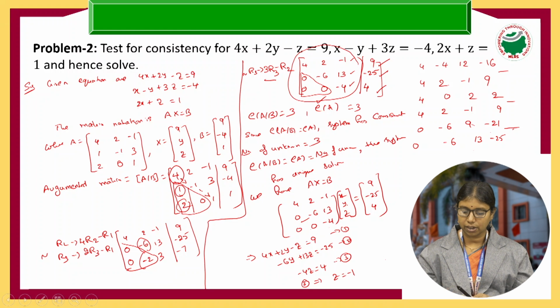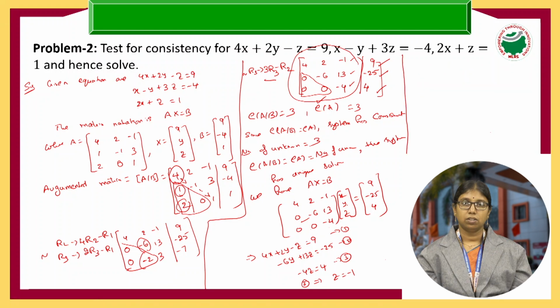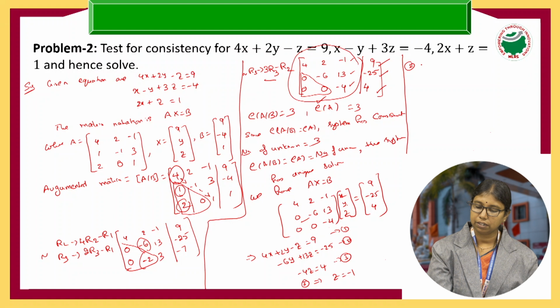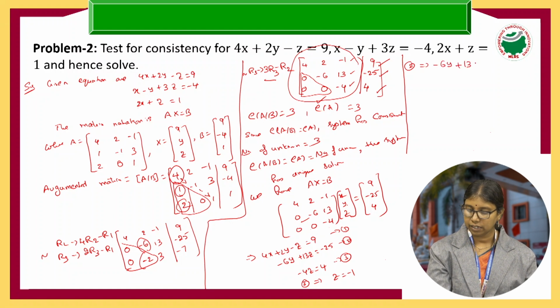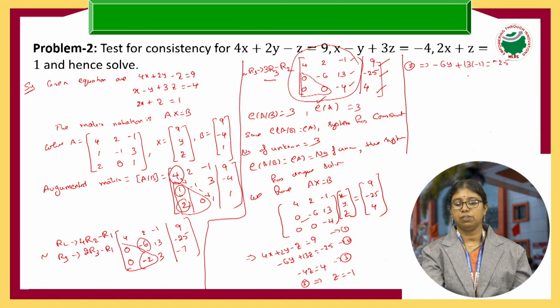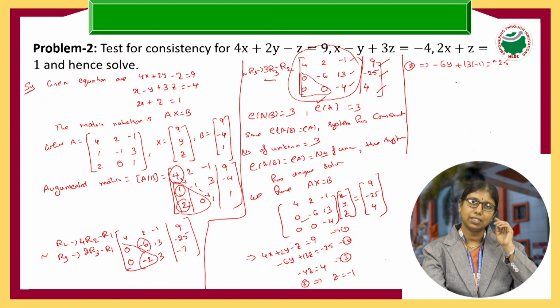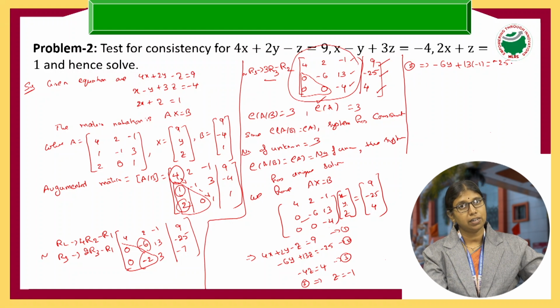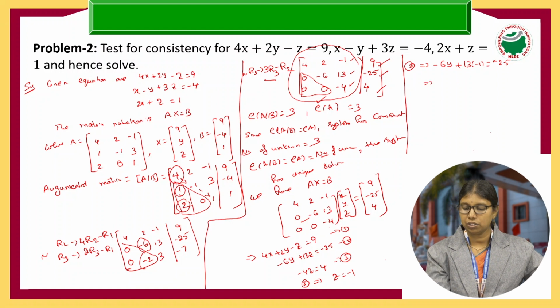Now take this z value in the second equation. So I'll substitute the z value in the second equation. Then this is minus 6y plus 13 into minus 1 equal to minus 25. So here we'll get minus 13. If you take minus 13 to the right hand side, you'll get minus 25 plus 13. Minus 25 plus 13 is minus 12. Then y is equal to 2.